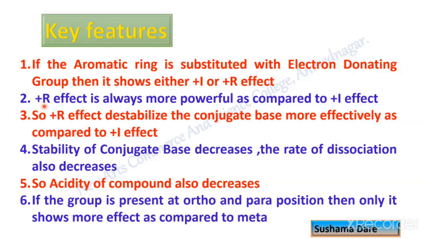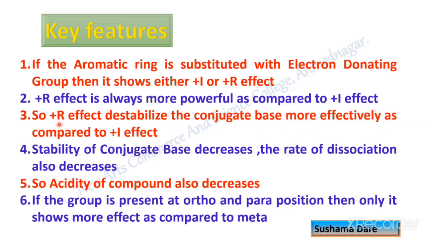So remember, the resonance effect is always more powerful as compared to the inductive effect, because in the resonance effect there is actual movement of electrons from one atom to another atom, while in the inductive effect there is a polarization of bond. So the powerful effect is always the resonance effect. So with the plus R effect, what is the role of the electron donating effect? It destabilizes the conjugate base more effectively as compared to the plus I effect.